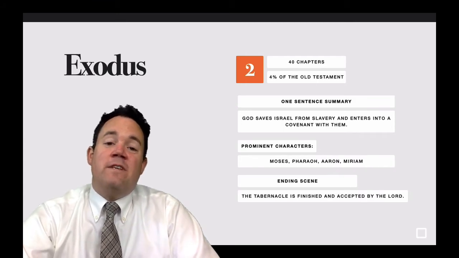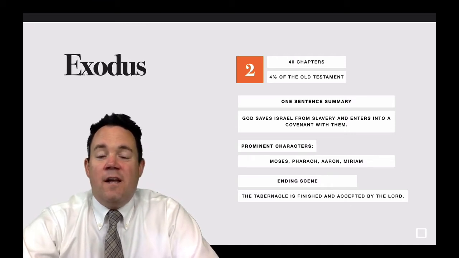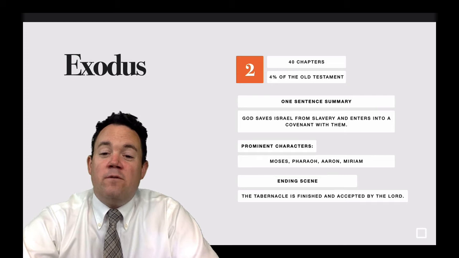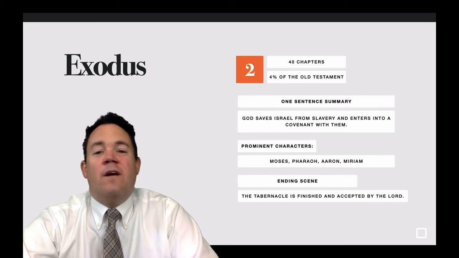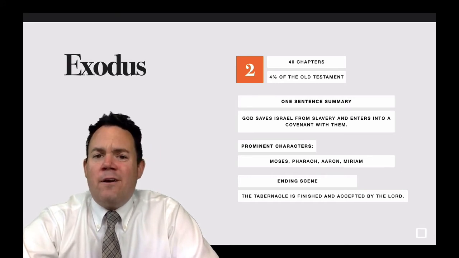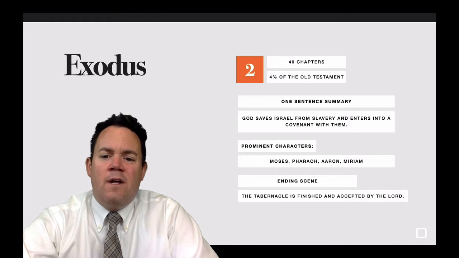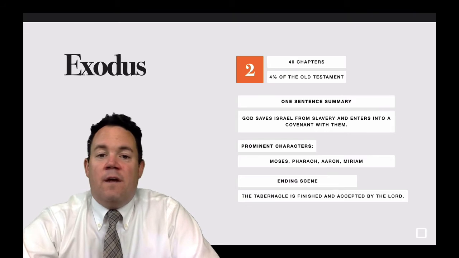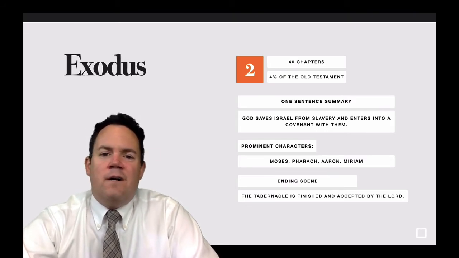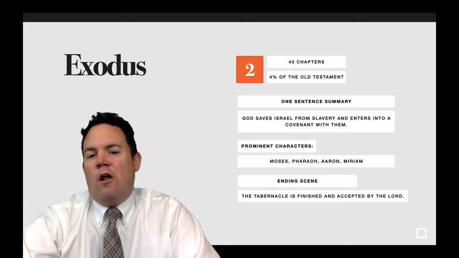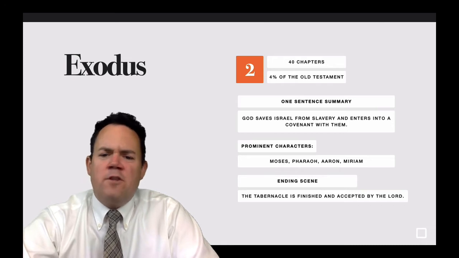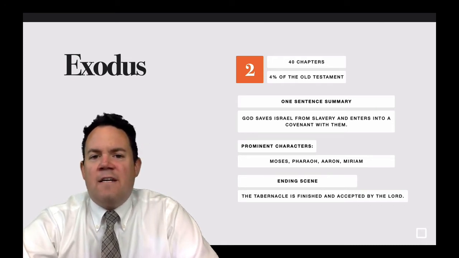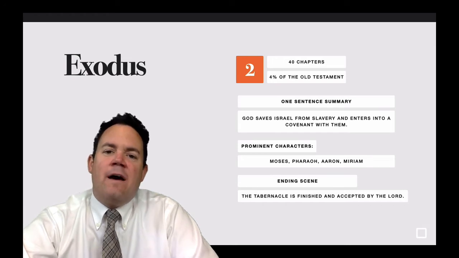And so then we move over to the second book of Moses, Exodus. It's made up of 40 chapters, roughly 4% of the Old Testament. One sentence summary might be that God saved Israel from slavery and entered into a covenant relationship with them. The prominent characters, of course, are Moses and Pharaoh, and also Moses' brother and sister, Aaron and Miriam. Maybe you could include Jethro in there, or just say all of Israel together, could be thrown into a group. But those are the prominent characters, and the ending scene is that Moses has gotten his people out of Egypt.